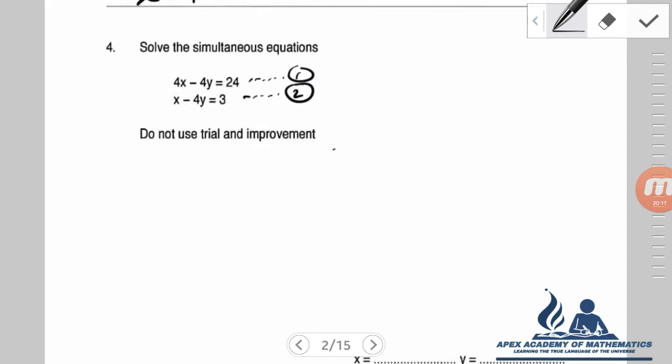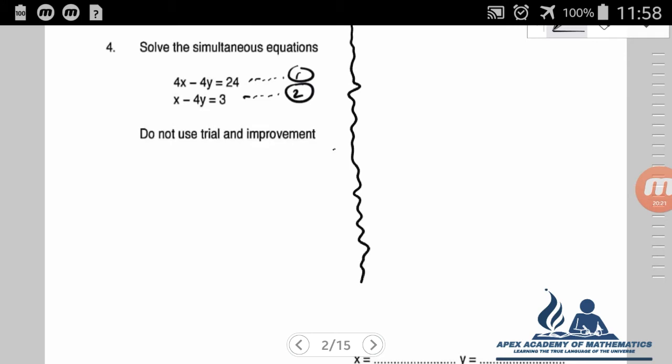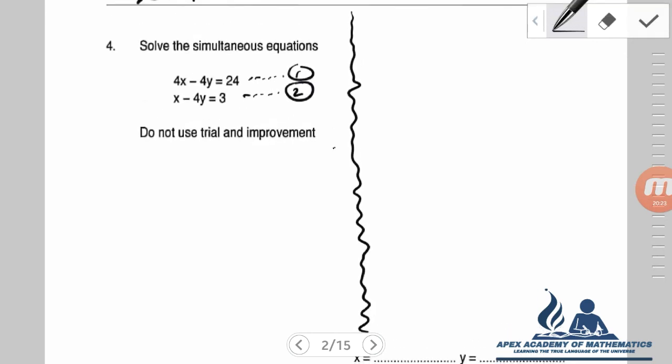But for this question I really like the substitution method, so I'm going to go with that one for the first part. So I'm going to say from equation 2, x is equal to 3 plus 4y.